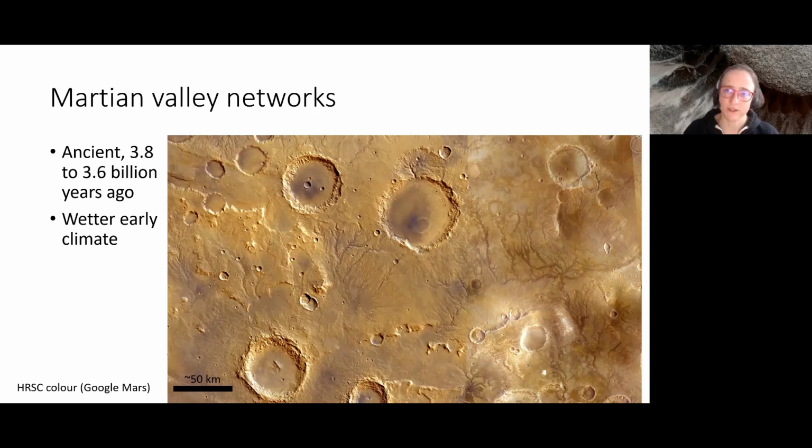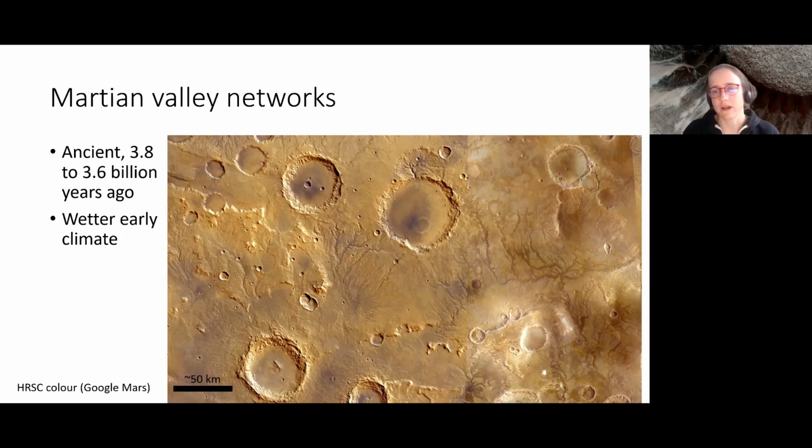How do we do that? Well, we assume a bolide production function through time, and what we can do is predict the expected number of craters for a terrain of a given age. And so this gives us an age for these valley networks of about 3.8 to 3.6 billion years ago.